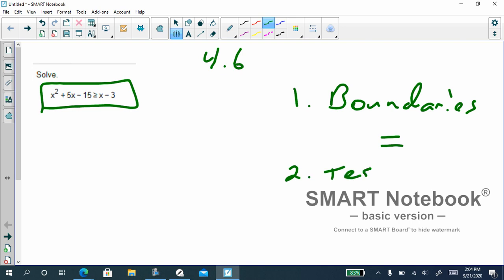And then we do a test to see which side of the boundary is good, which side is not, which side works, which side doesn't. And that's going to keep us from having to graph this and everything. So let's change this to an equation.